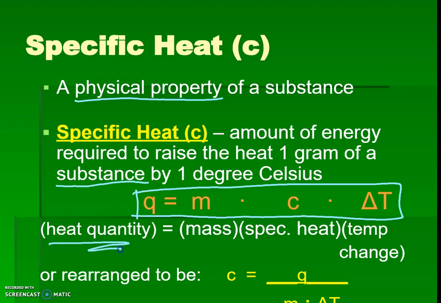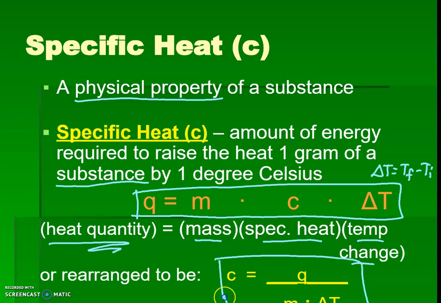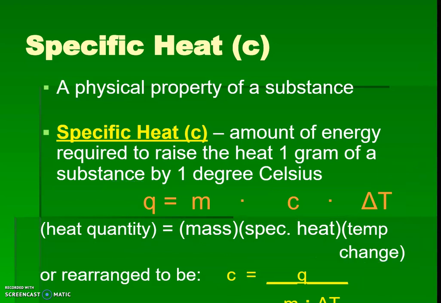Q, which is the heat quantity, is equal to the mass of the substance times its specific heat and the temperature change that occurred, delta T. Our delta T is always determined by taking the final temperature minus the initial temperature. You can also rearrange this equation to be c equals Q over m times delta T to determine what the specific heat of your substance actually is.